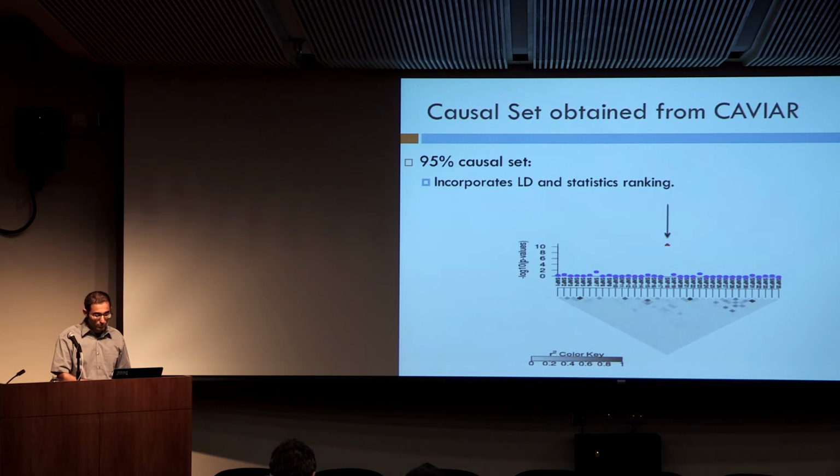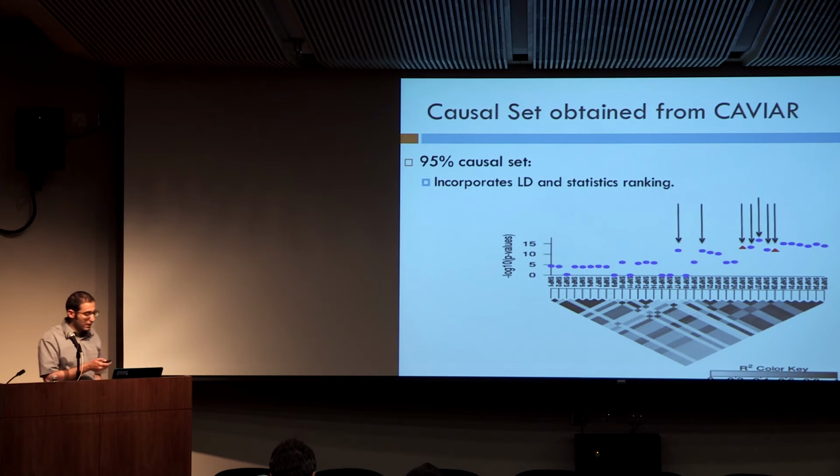Now let me show you a more complicated example. This is the example where both the top K and the conditional method fail. You can see CAVIAR picks 7 variants, and it can capture both the causal variants that were implanted in this region. So this complicated example shows that CAVIAR performs better than the two methods. Obviously, this is not just one example; in our paper we show that even on more complicated regions in the genome, CAVIAR performed better than the two existing methods.